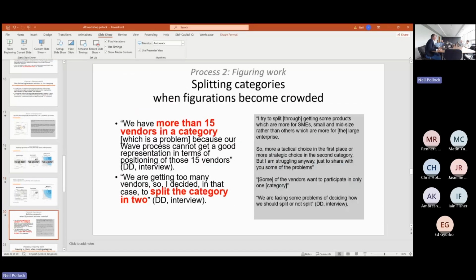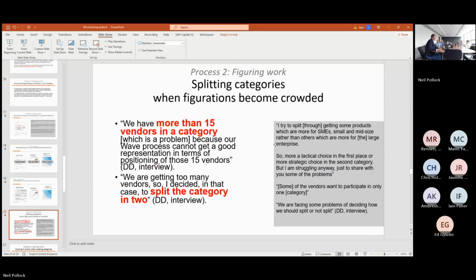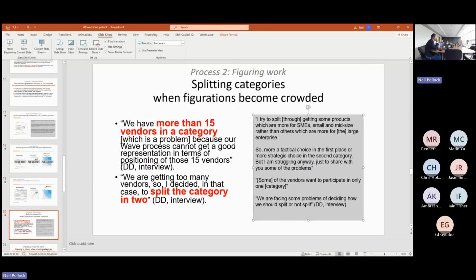Okay, so now, why is this interesting? So if you have a cluttered Magic Quadrant, what happens? Several analysts told us this story. If they get more than say 15 vendors in a category, they have to split the category, right? So they create a new category to incorporate the vendors.